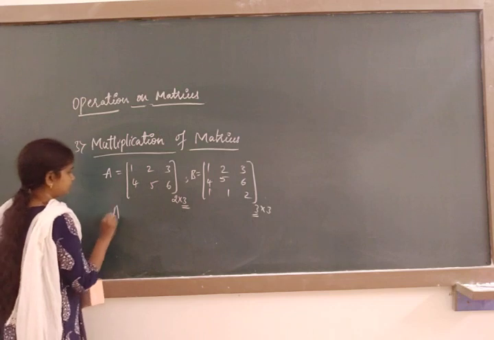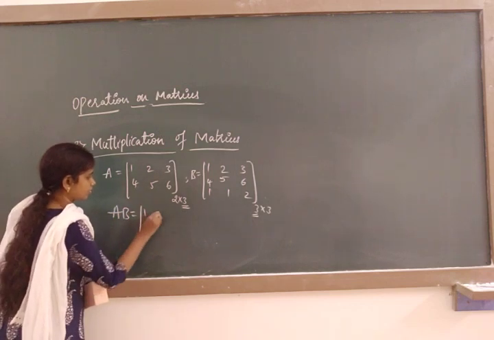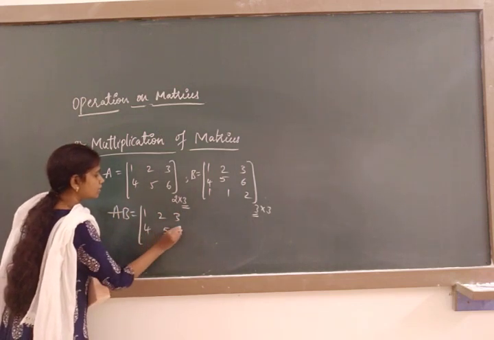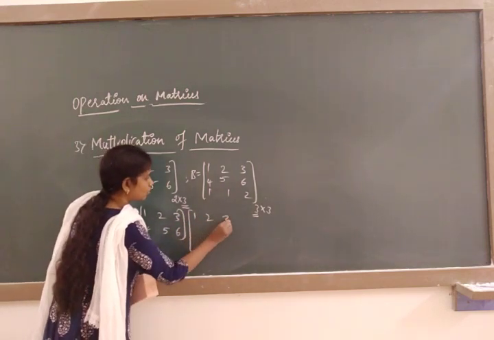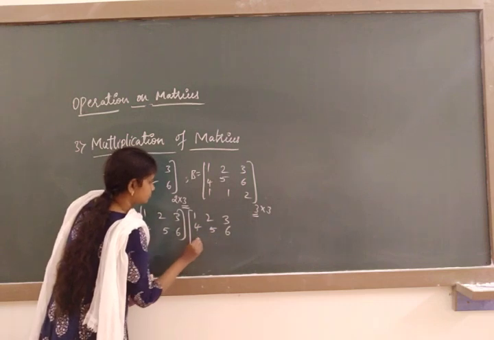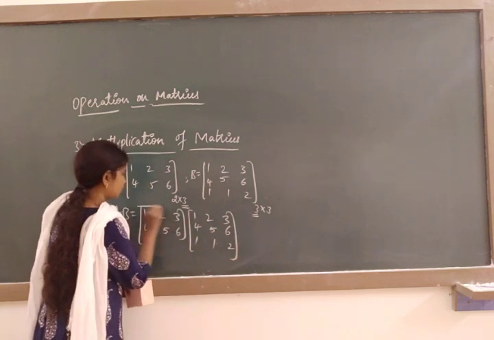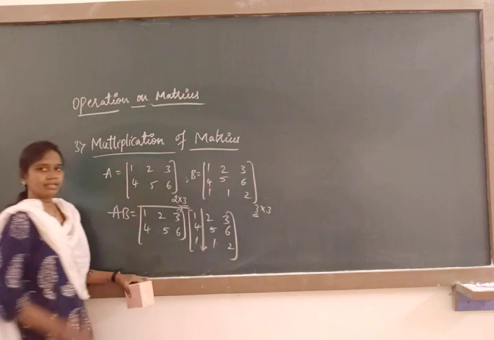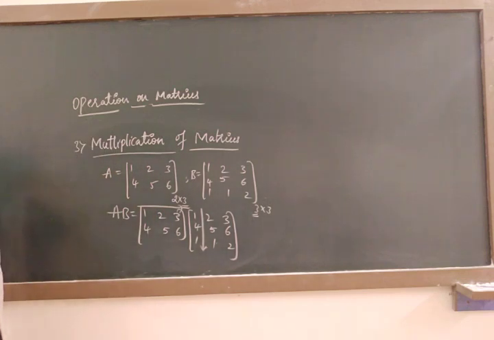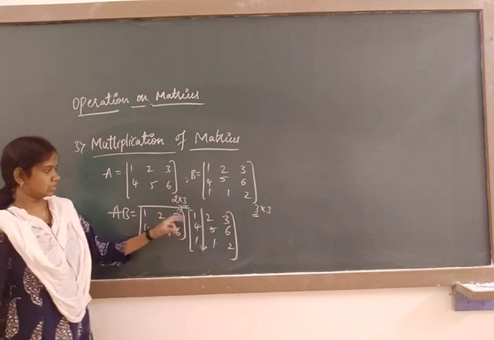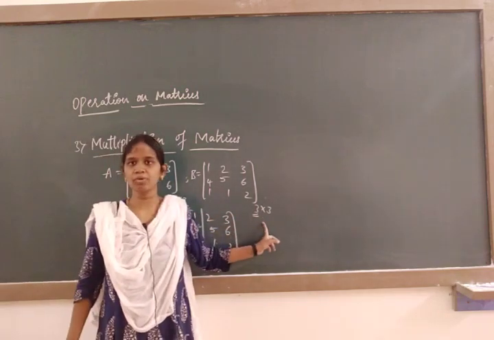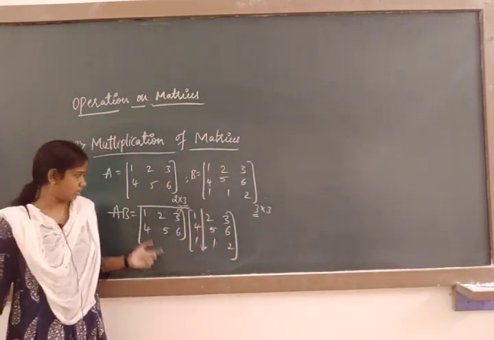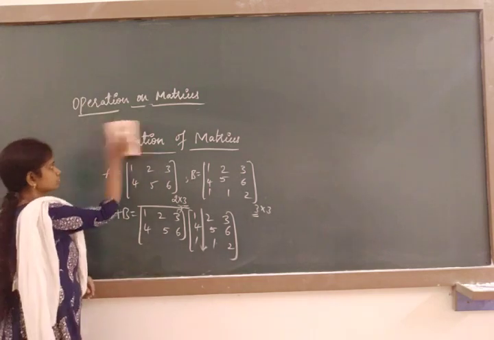So AB. How to multiply? Here the corresponding elements are not multiplied. It is multiplied one row with one column. You take it like this with an arrow mark. Here corresponding elements are not multiplied. You are going to take one row with one column like this. It's possible only when number of columns in A is same as number of rows in B. You have to remember. So multiply this one.